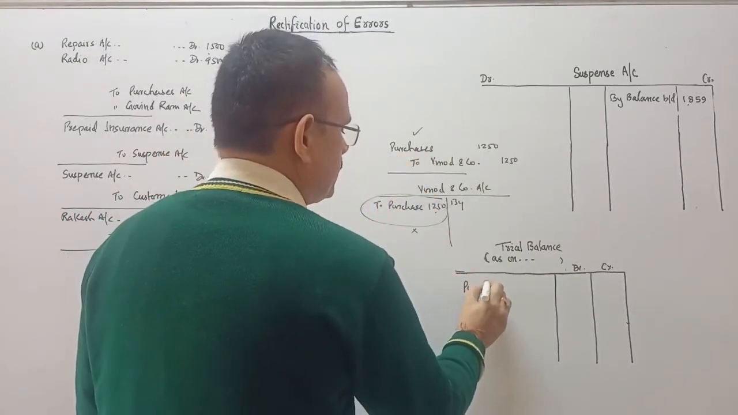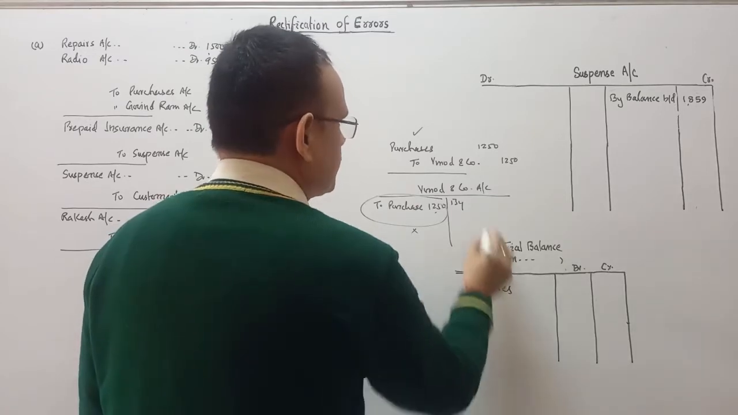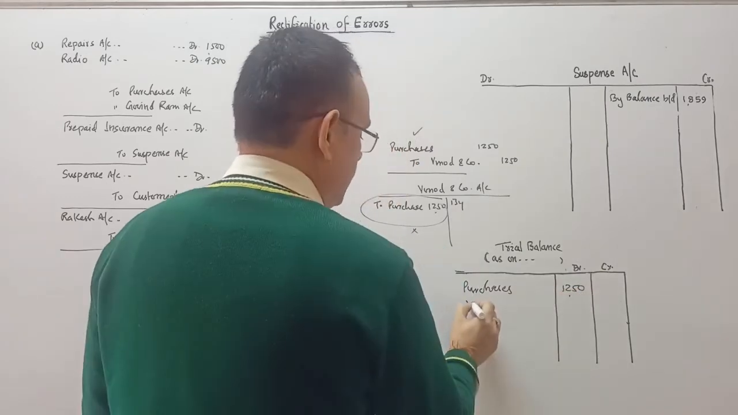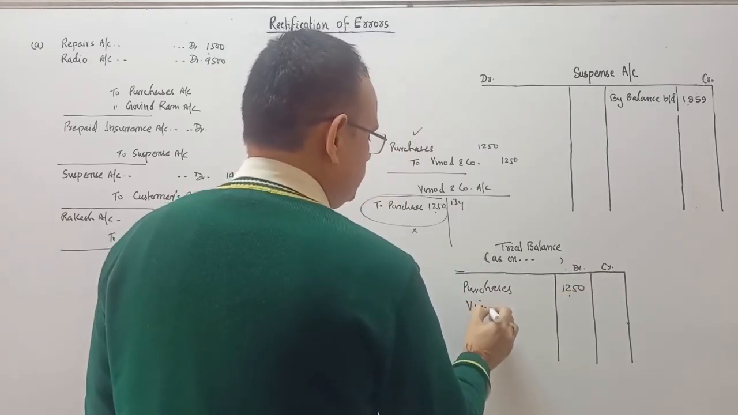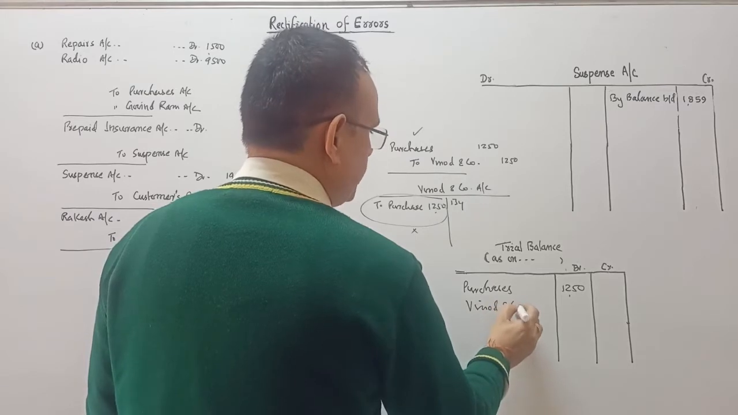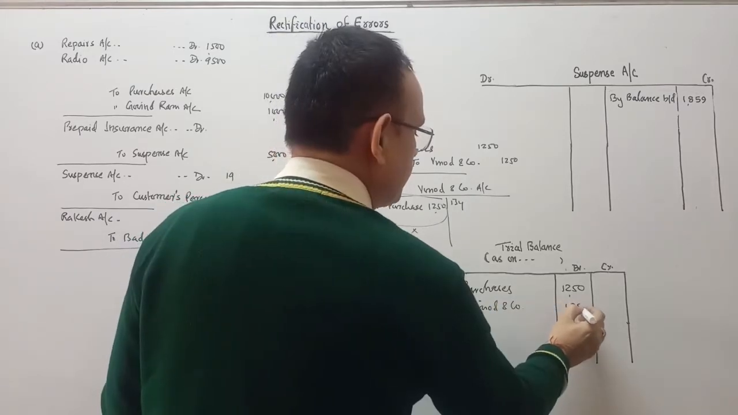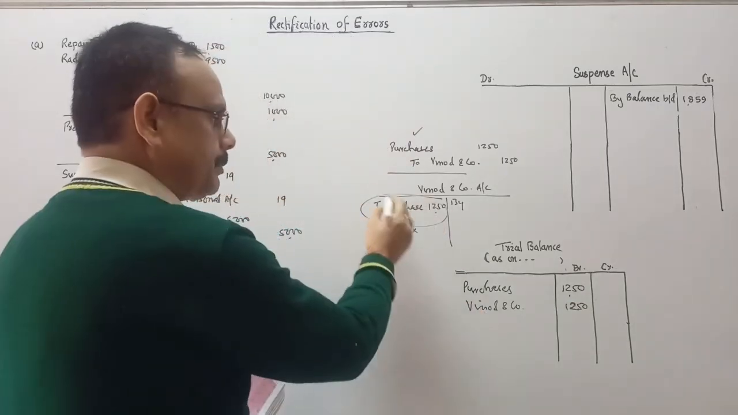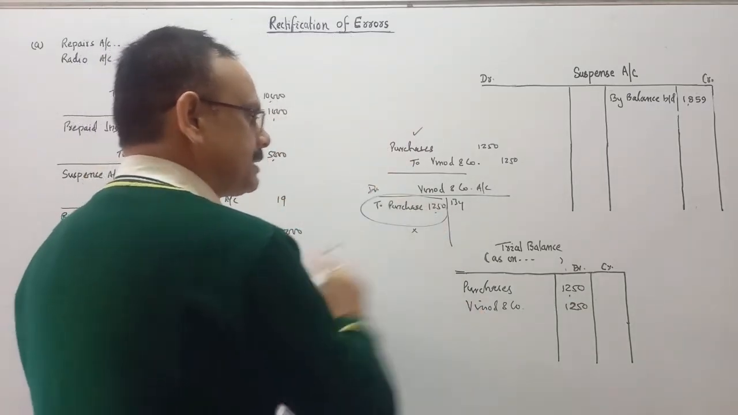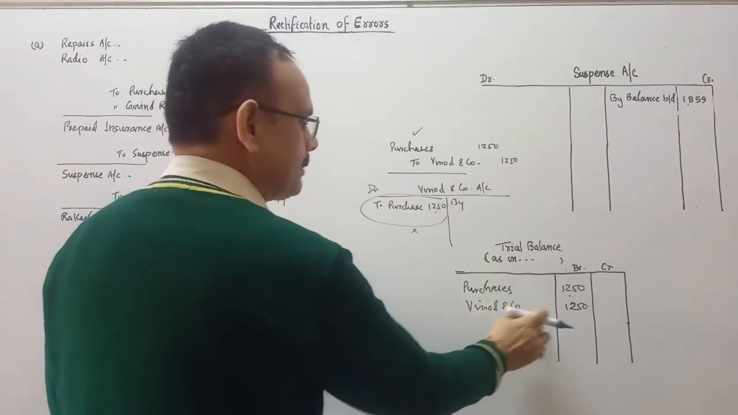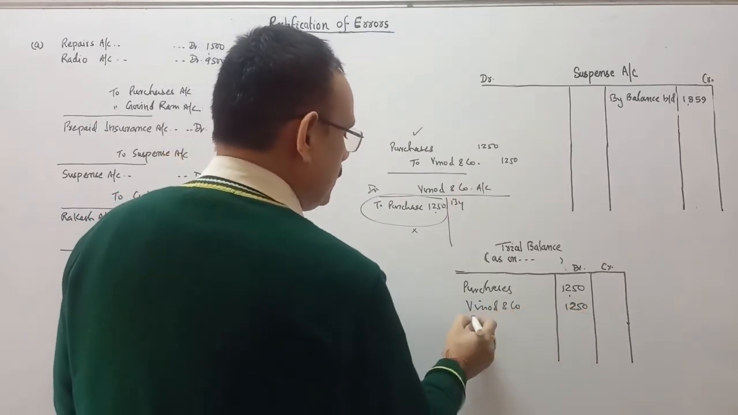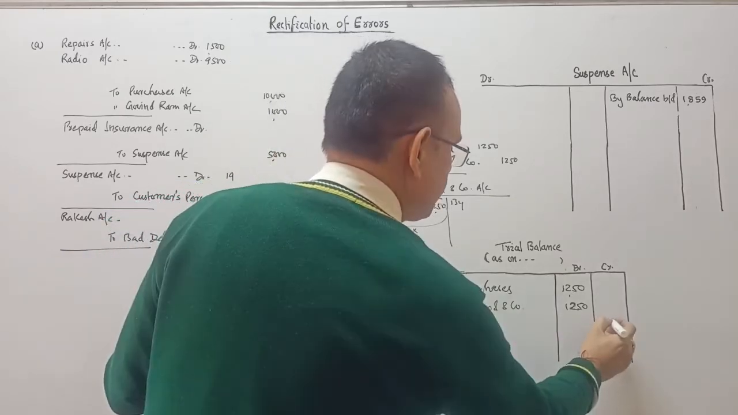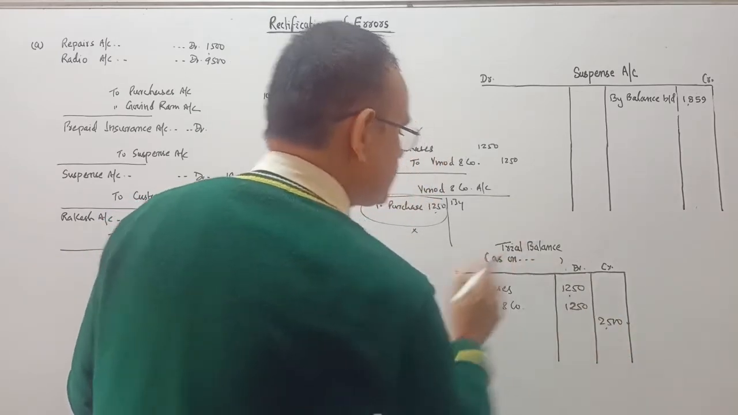Purchase is correct. There is no mistake in the purchase. Purchase in the debit side 1250, and Binod and Company is also in the debit side because of wrong posting. Because of wrong posting, we have posted which side? Debit side instead of credit side. So Binod Company comes in the trial balance debit side. So suspense account will be opened with the 2500 double amount because both the figures are in the debit side.